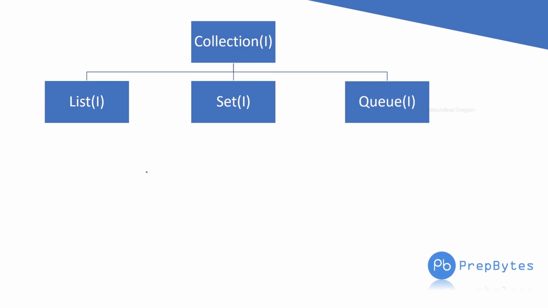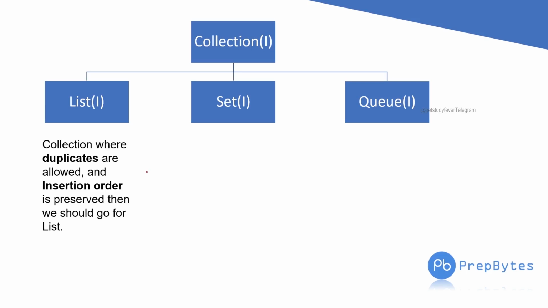These are child interfaces of the collection interface. So for a collection where duplicates are allowed and insertion order is preserved, we should go for list. If we want to store individual objects as a single entity, that is the definition of collection. Where duplicates are allowed and insertion order is preserved, we should go for list.